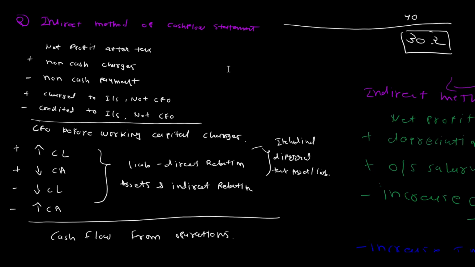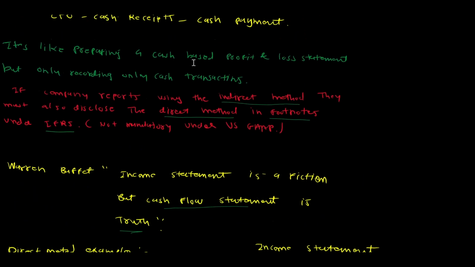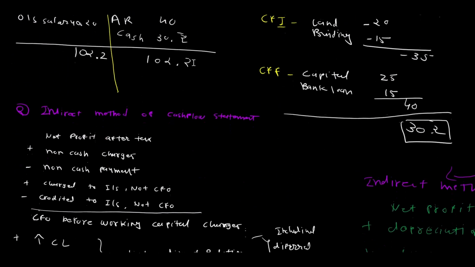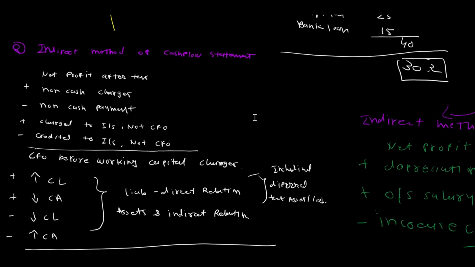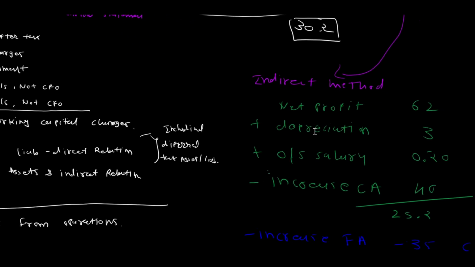In the last video, we discussed the direct and indirect methods of the cash flow statement, and I gave the explanation and the example of the direct method. But I forgot to give the example of the indirect method. So let's start part 2 with the indirect method example.